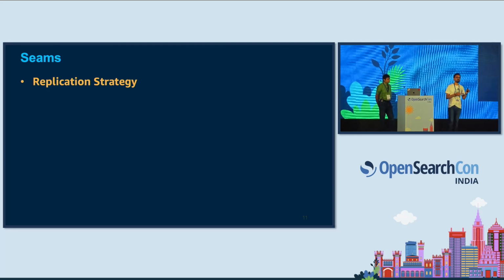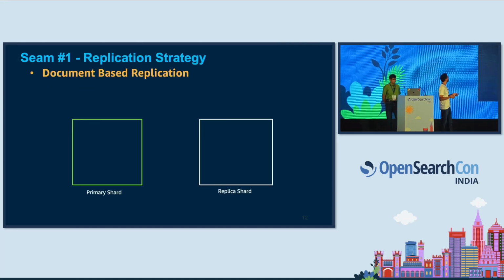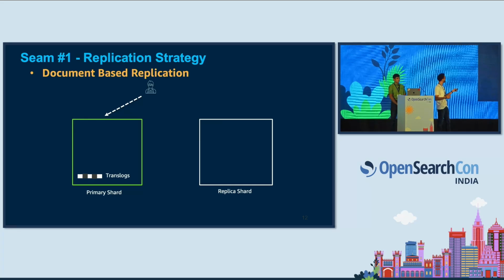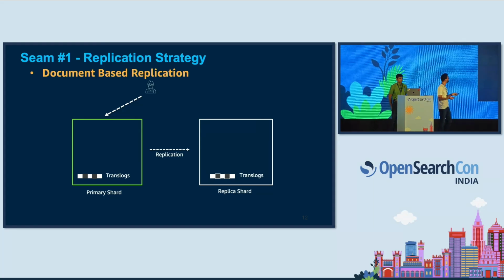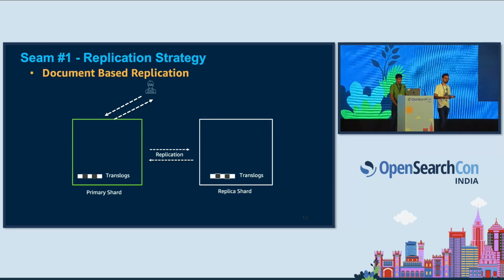Earlier, OpenSearch used to have only one replication model, and that is document-based replication. In document-based replication, assume that there are two nodes, one with the primary shard, another one with the replica shard. Whenever the user request comes, it will go to the primary shard first. Primary will write to its own translog, and then forward the request to the replica shard. As the document is getting copied here, that's why it's named document-based replication. Replica will write to its own translog, give the ACK back to primary, and primary will give ACK back to the user, saying the request is successful.